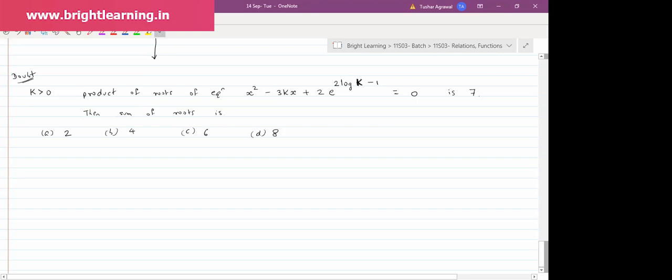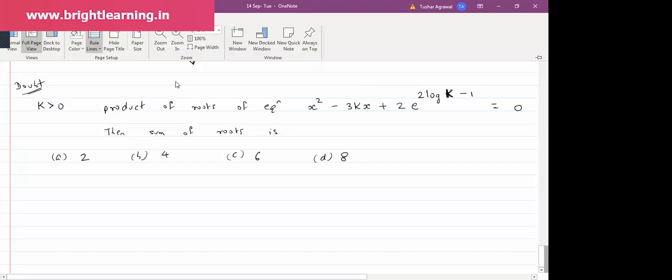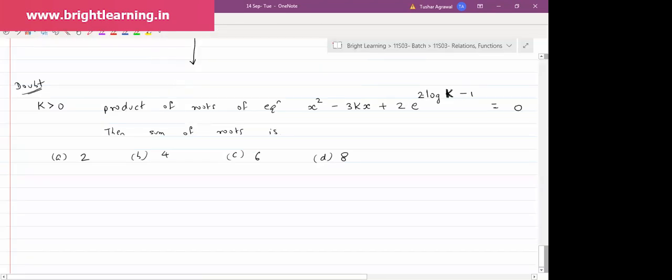Okay. That's it, sir. Now tell me here, e raised to the power 2 times log k minus 1. So whether it is log of bracket k minus 1 or log k subtraction 1, whether k minus 1 is in bracket. No, sir. No brackets, sir. Okay. This is 2 times e to the power 2 times log k, correct? Yes, sir. Okay. So let's solve this.